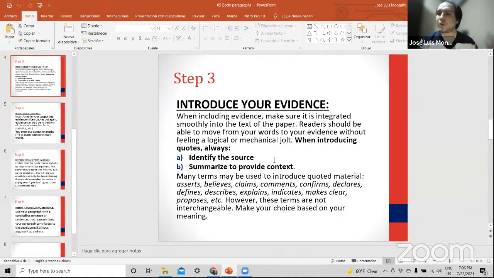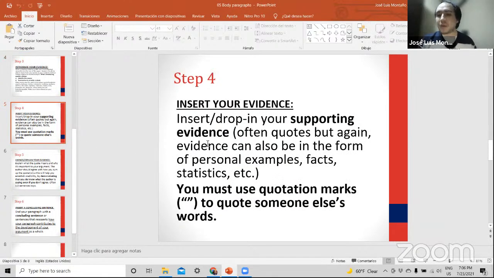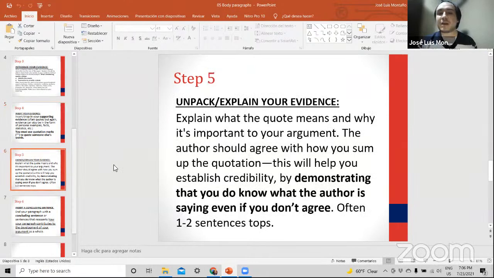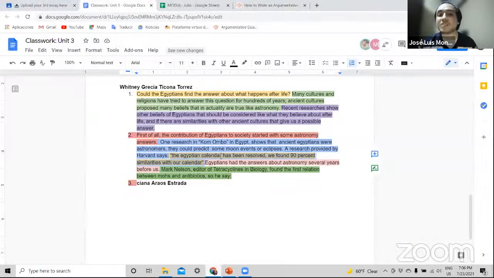Step 3 is just telling me what you're going to use as a source, giving me a short context. And number 4 is copying and pasting the exact words in quotation marks. All right, that is the main difference. And now, after you do that, in step number 5, you have to use your own words to explain, or to paraphrase your evidence. I mean that after this quotation that you used over here, the Egyptian calendar has been resolved. We found that 90% similarities with our calendar. So you need to explain that to the reader.